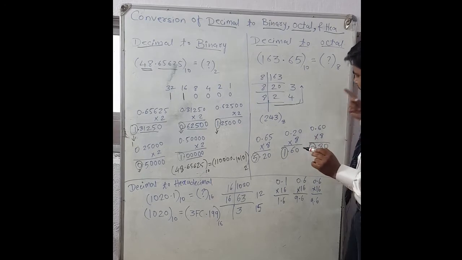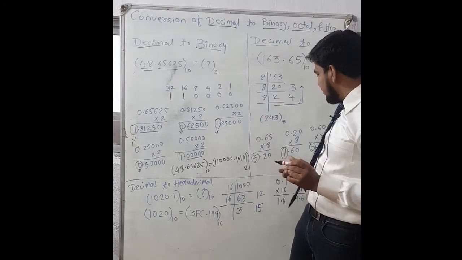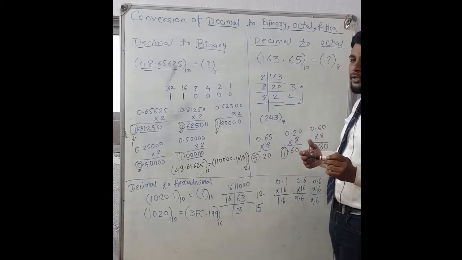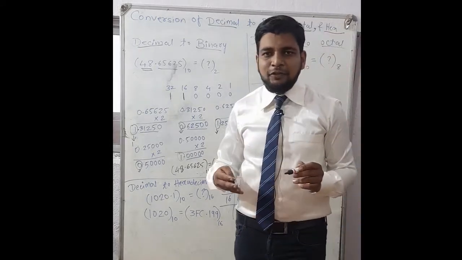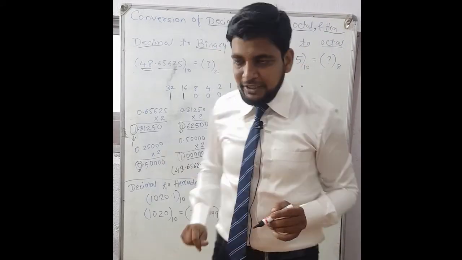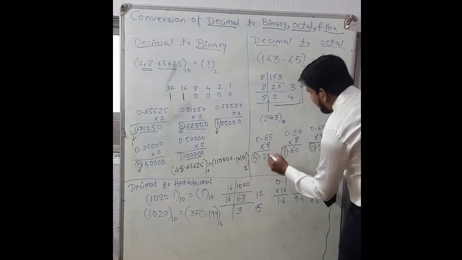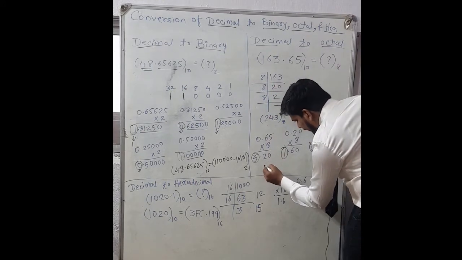In this way, based on the accuracy you need, you can extend the number of stages. Generally, if you are not getting 0 in the fractional part, you can continue for 4 to 5 stages. And then 243 is for the 163.65.